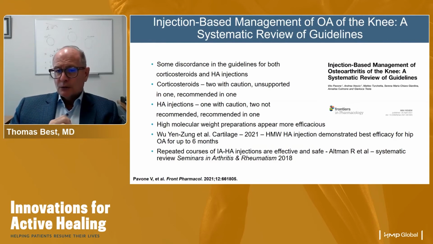So we know there's some discordance in the guidelines, looking particularly at corticosteroids and HA injections. Corticosteroids, we're learning, right? You've got to be very careful how many times you put steroids into a joint. We now know there's some pretty good literature to suggest that repeated HA injections is quite safe to do. And as you can see, here's a paper that just came out in the journal Cartilage showing that HA injections can actually work for up to 6 months in the hip. And finally is a paper published in 2018, which in contrast to corticosteroids shows that repeated HA injections are quite safe.